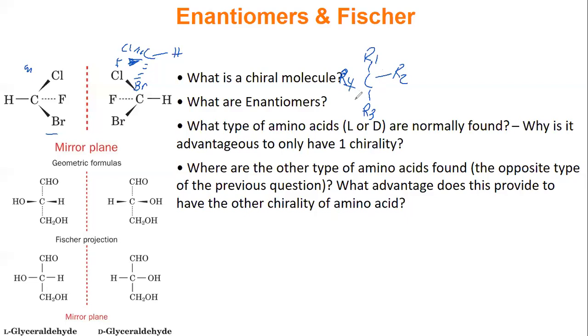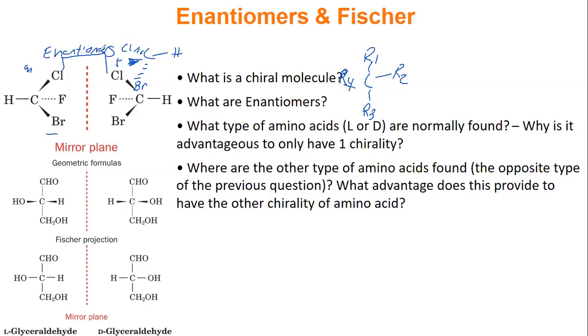And we have this idea of enantiomer. Enantiomers are pairs of molecules that are mirror images of each other. So these 2 molecules up here are enantiomers. They are just mirror images of each other. They have the same atoms bonded to carbon, just different geometry.